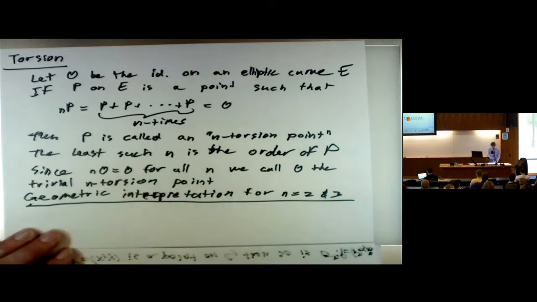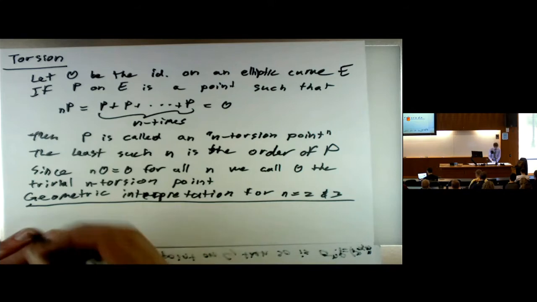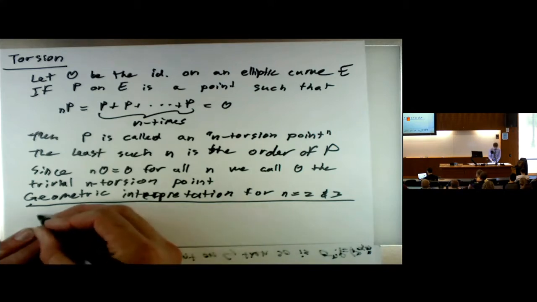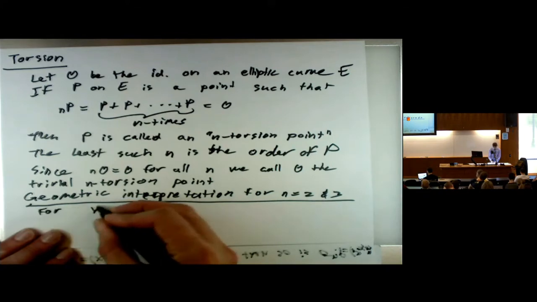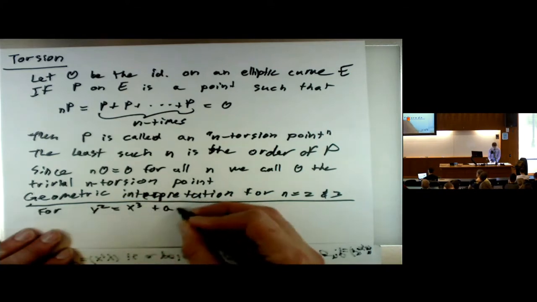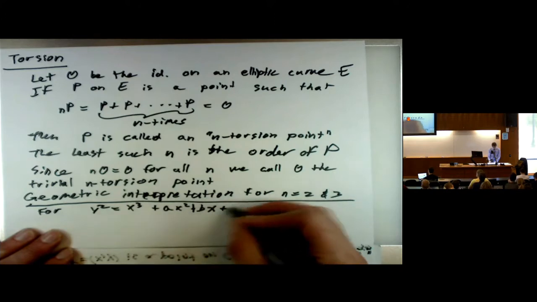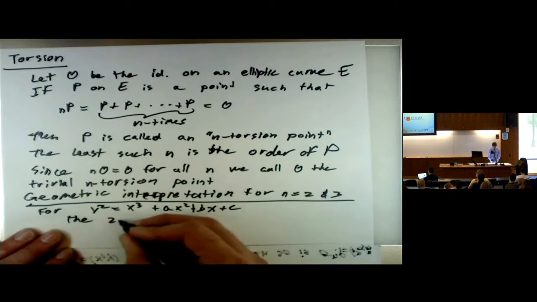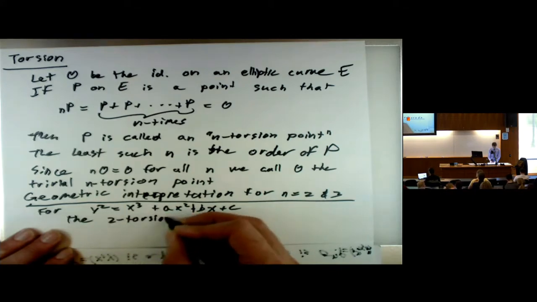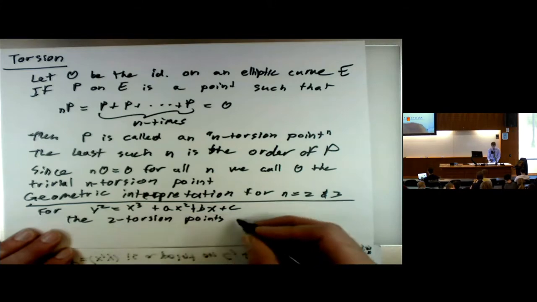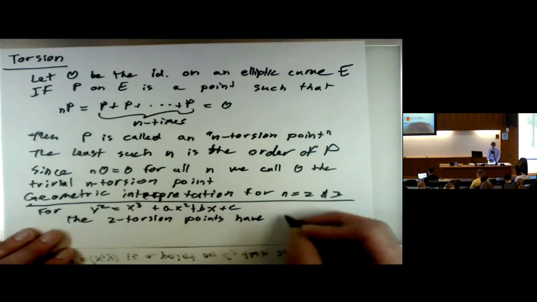Especially classically, y squared equals a cubic, the vertical tangent line, and you get that the y coordinate is 0. So you're basically looking at the roots. Your x coordinates are the roots of the cubic polynomial f. So that's in the case of 2. So for y squared equals x cubed plus ax squared plus bx plus c, the 2 torsion points have vertical tangents.